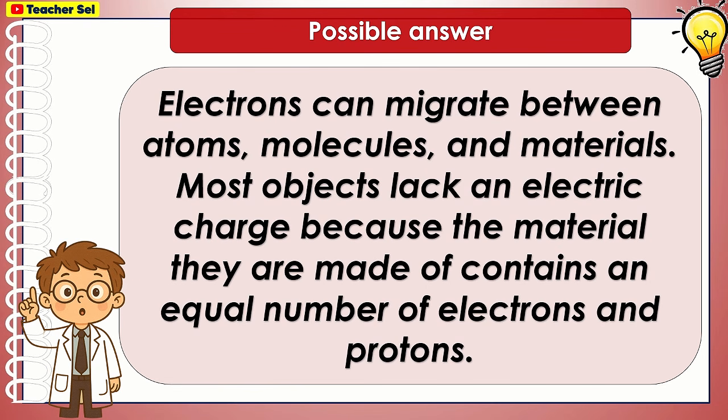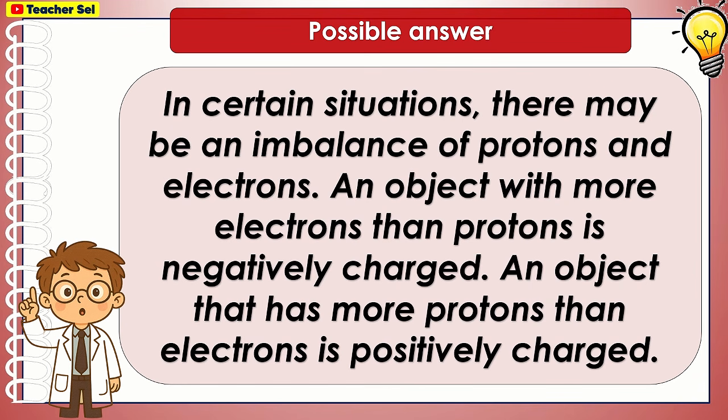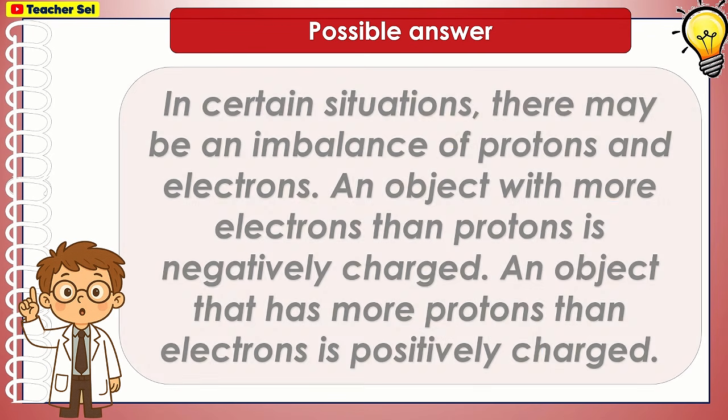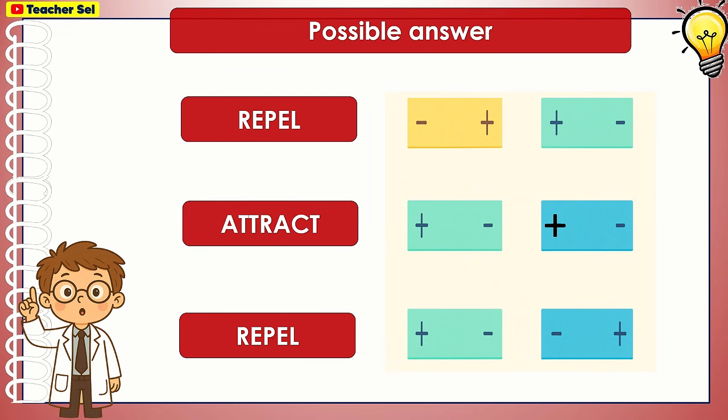Electrons can migrate between atoms, molecules, and materials. Most objects lack an electric charge because the material they are made of contains an equal number of electrons and protons. In certain situations, there may be an imbalance of protons and electrons. An object with more electrons than protons is negatively charged. An object that has more protons than electrons is positively charged. Repel, attract, repel.